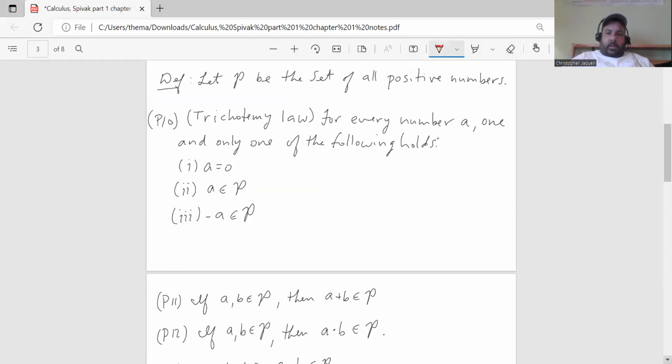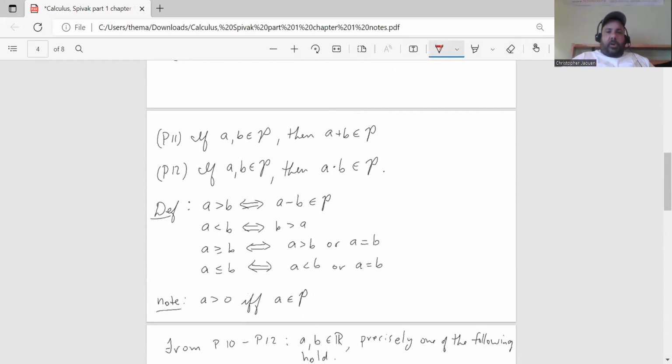Right? And then we also have some closure properties for the set of positive real numbers. The set of positive real numbers is closed under addition, and it's also closed under multiplication. What do I mean by closed? What I mean is if you take any two positive numbers and add them together, you still get a positive number back. If you take two positive numbers and you multiply them together, you still get a positive number. That's what it means to be closed under those operations.